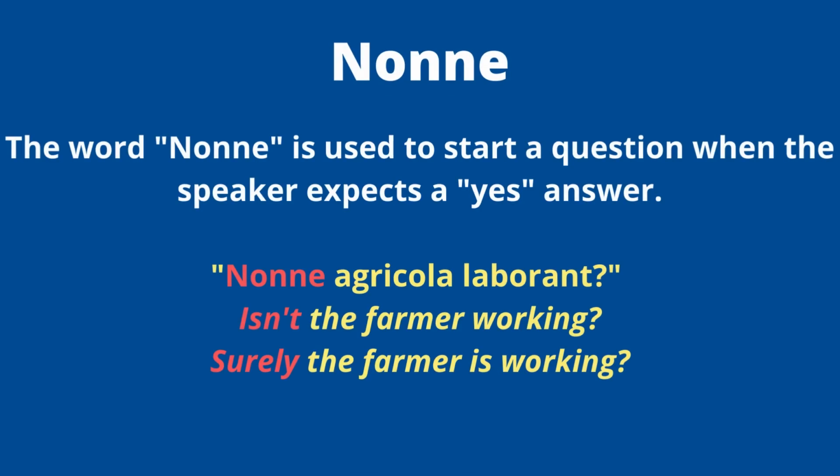The second method you could use, or the second word, is nonne. Nonne is used to start a question when you're expecting a yes answer. Sometimes we translate it as "surely" in English, but it looks like this. You could say nonne agricola laborant, and you can translate it as, isn't the farmer working? But when you say nonne, you're expecting yes. You kind of know the farmer is working. So maybe you'd say, where's the farmer? Oh, isn't he working? You're expecting it to be a yes answer.